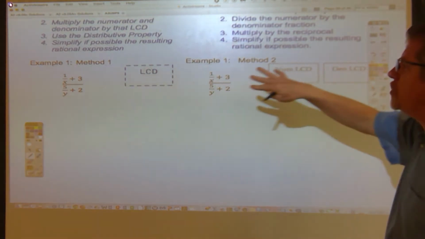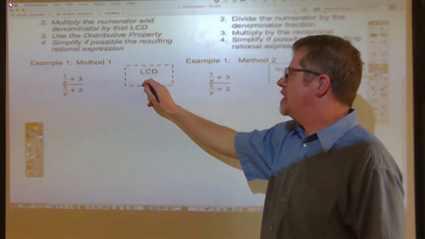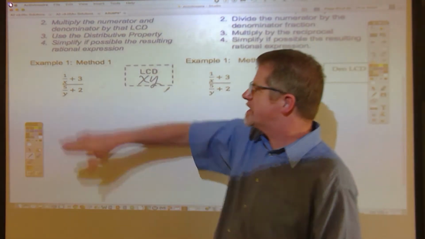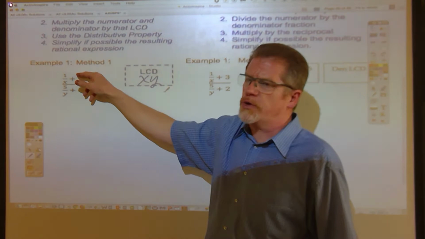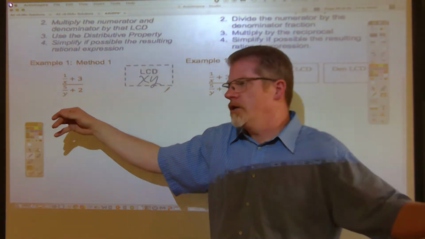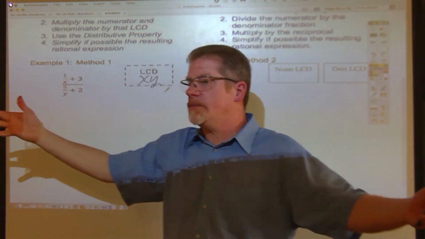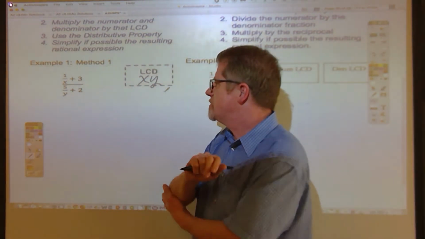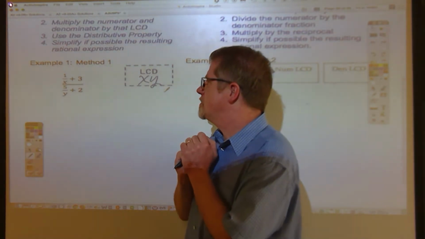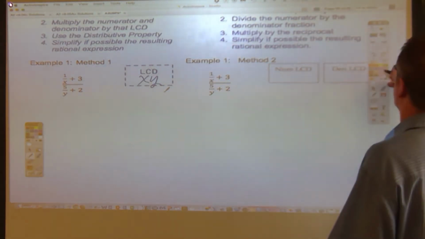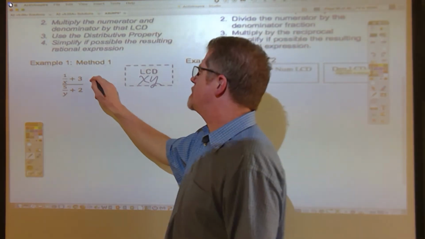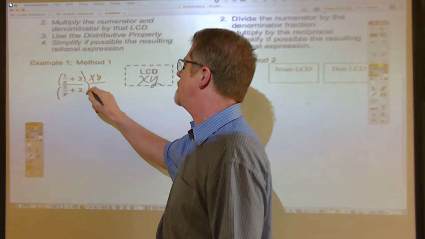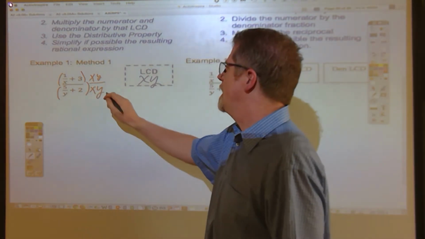In method 1, this is the new part. We're going to multiply by 1 in the form lowest common denominator divided by lowest common denominator. If you survey and take inventory of all the denominators, you'll come to the conclusion that the lowest common denominator would be x times y. Basically multiplying all of the denominators together here and obtaining the lowest common denominator. So the shortcut approach is to multiply by 1 in the form lowest common denominator, xy over xy, LCD over LCD.